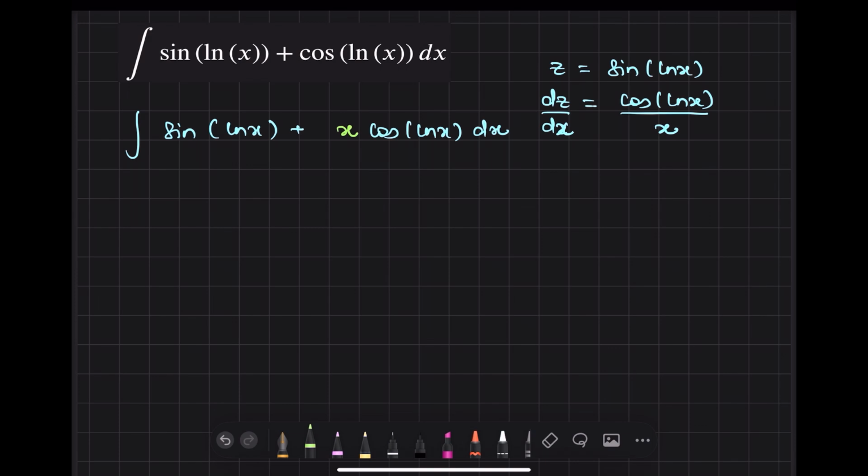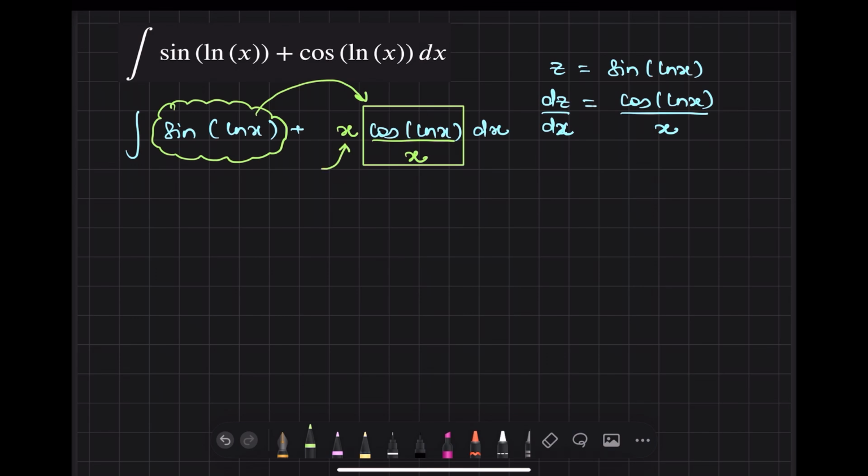Now look at this part. Can I write this thing and this thing? And look at the beauty. This thing is the function, and if you will observe this function, so the box is the differentiation of this bubble, and x is associated with that. Okay, so we have created x and we have created f dash x. So directly can we write that the integration of the given function will become x times sine ln x plus integration constant c.